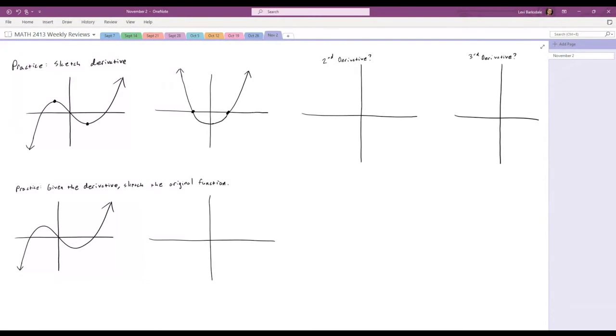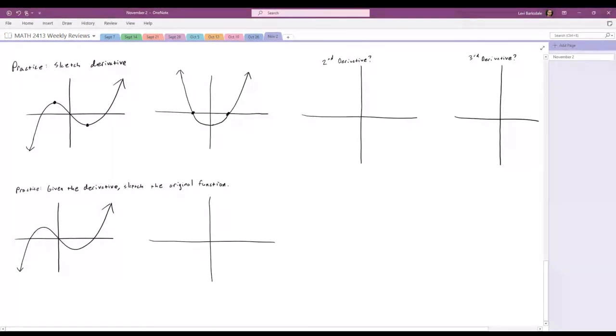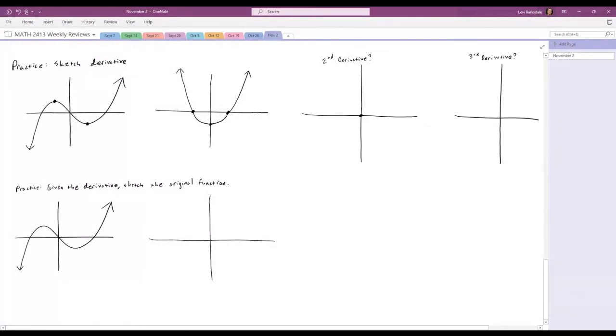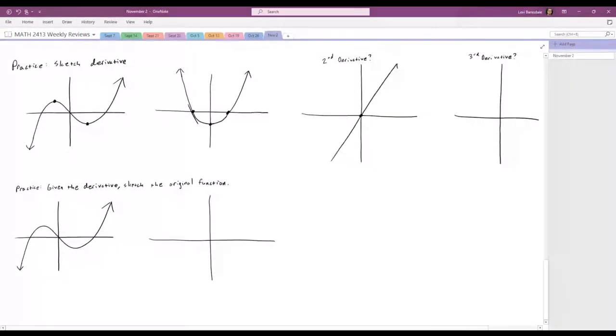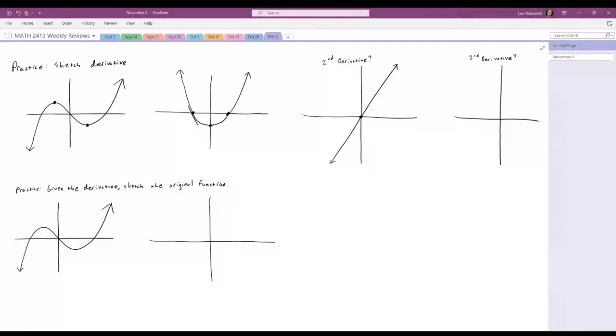Well, my second derivative is just the derivative of the derivative. So I can sketch that out as well. Again, I'm going to mark out all the points where I have 0 slope. In that case, it's just this first one. And up until that point, I have negative slope. So I would start out negative, and after that point, I have positive slope. And that is just a linear function like that.